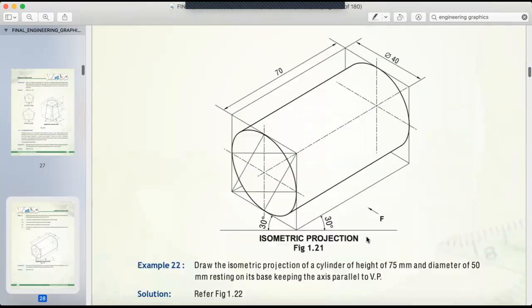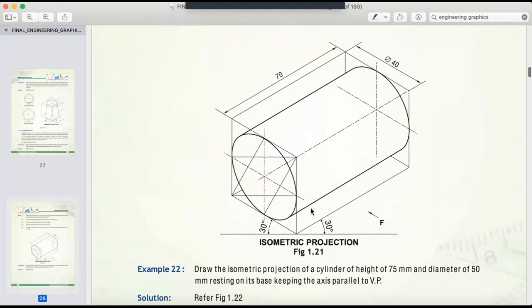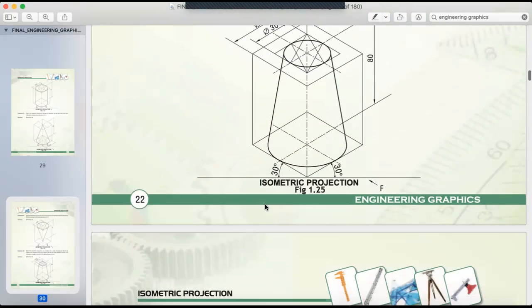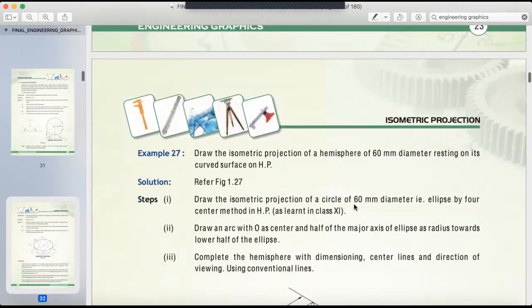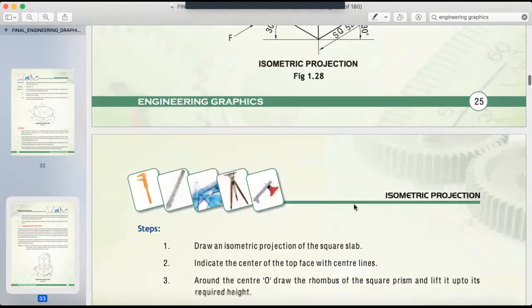Then we have cylinder. See this, it's a circular shape. And cone, it's the same thing. It has an apex, right? It's a curved surface. Then this is a sphere. In Viva, they may ask you what is this radius? So in a sphere, we take the original radius. We don't take iso radius to draw the circle. We take the original radius. So that you should keep in mind. So this is from this topic. I don't think they'll ask anything more in that.